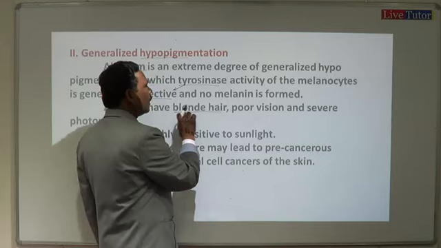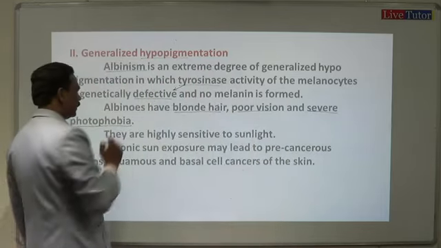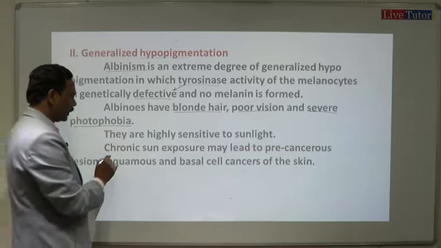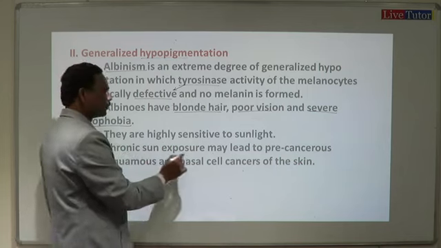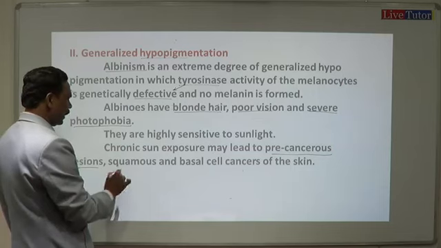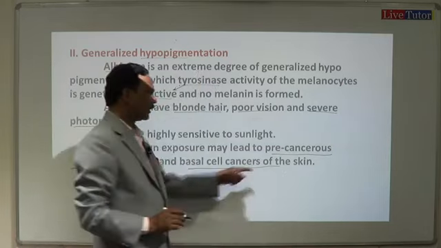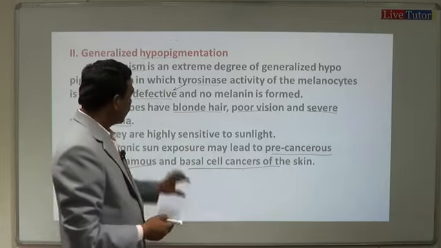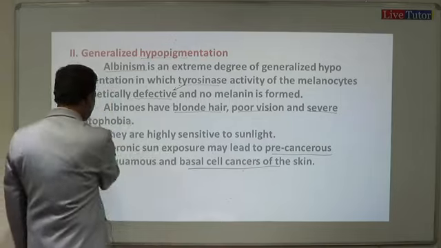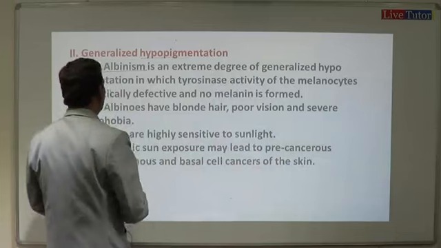Milky white skin, blonde hair, poor vision and severe photophobia. That means they dislike seeing light; they are sensitive to light. And chronic sun exposure is supposed to lead to precancerous lesions and squamous cell and basal cell cancers of the skin. These are the effects of albinism. Remember. Now you know the 3-mark question: what is albinism?